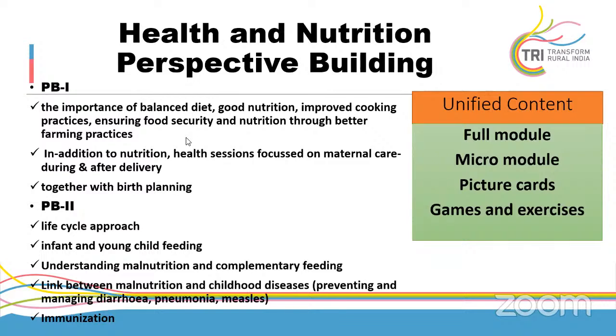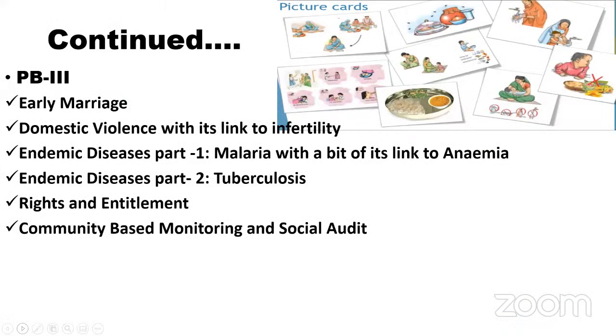And then in the second phase, it's more intensive on infant and young child feeding, helping Badlao Didi to understand malnutrition, complementary feeding, and then the childhood diseases and how the childhood diseases are linked to undernutrition in children, specifically under 5. Next slide. And then we moved on to phase 3. Phase 3 discusses more about rights and entitlement, and early marriage, domestic violence. These are more of the underlying causes of undernutrition.